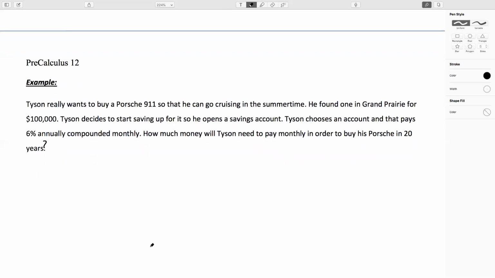As with every one of these questions, we list out what we know. He is saving up for $100,000. So he's got a future value, or A equals $100,000. He chooses an account that pays 6% annual interest compounded monthly. So we need to calculate I. I is 0.06 per year. We need to divide that by 12 to figure out our monthly interest rate. This is 0.005 monthly. Be really careful with this step.